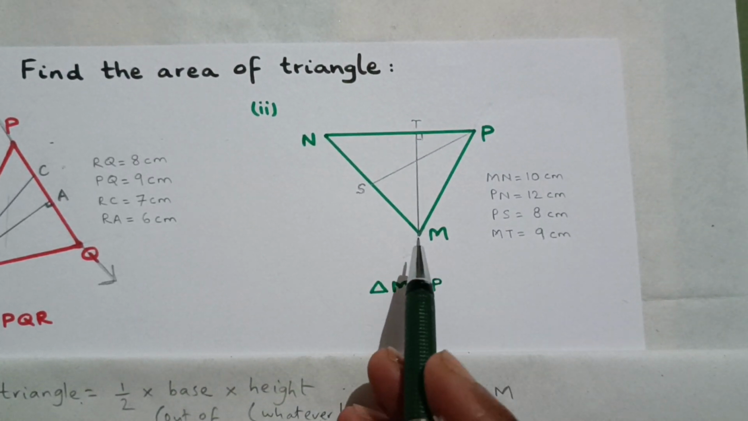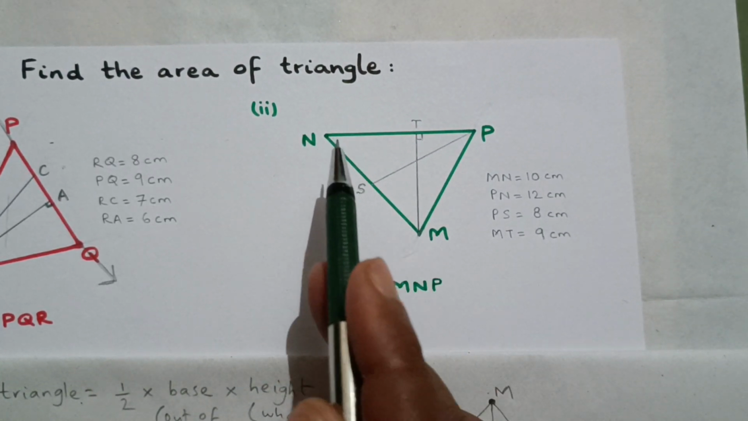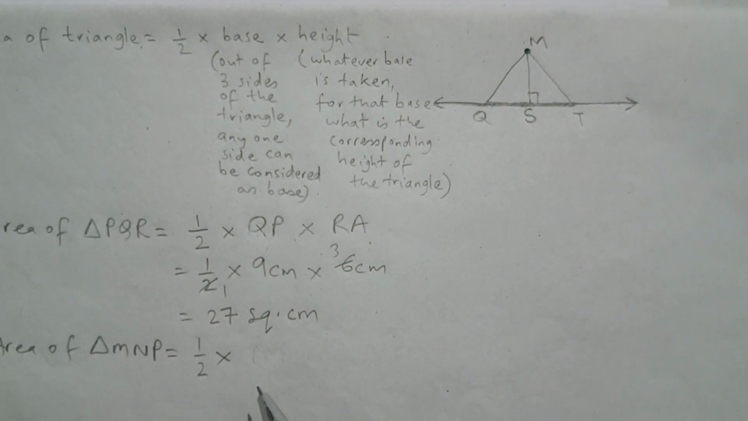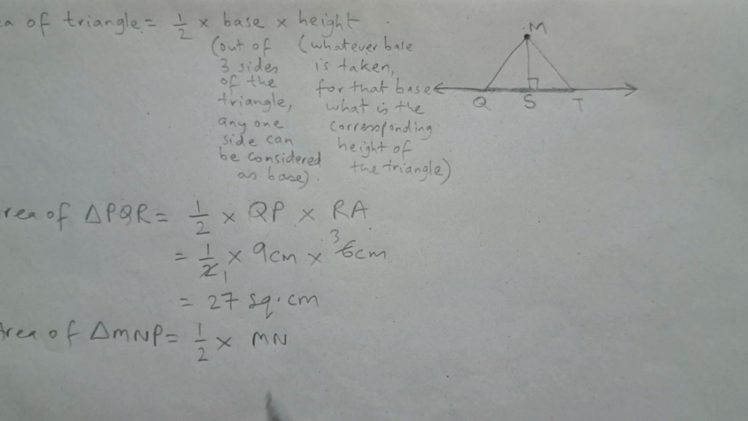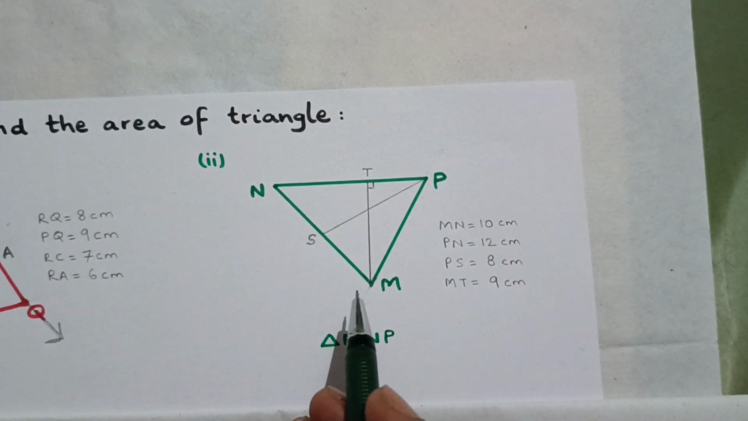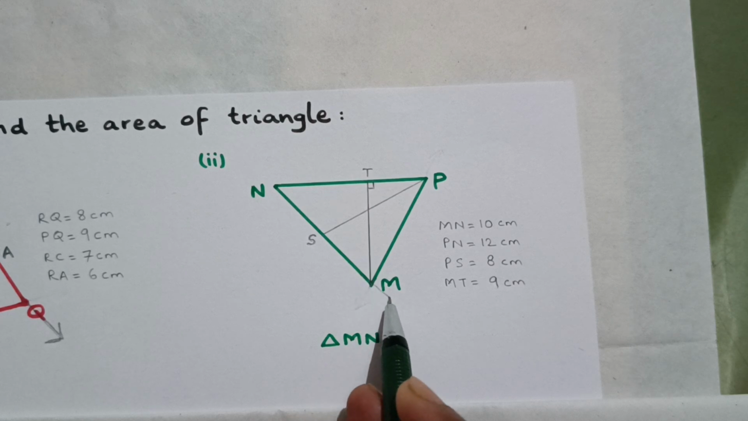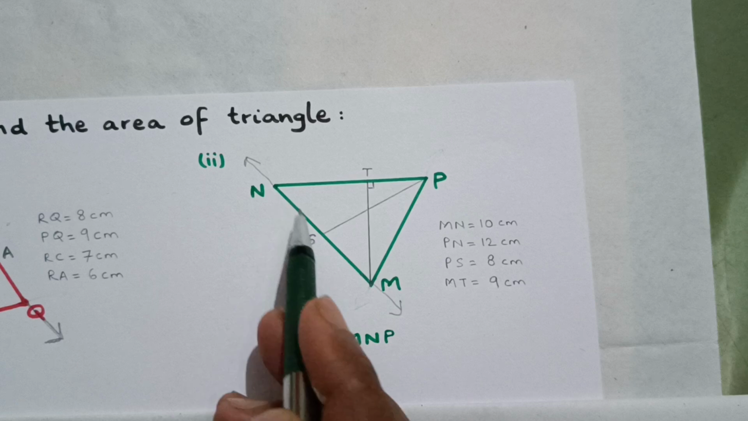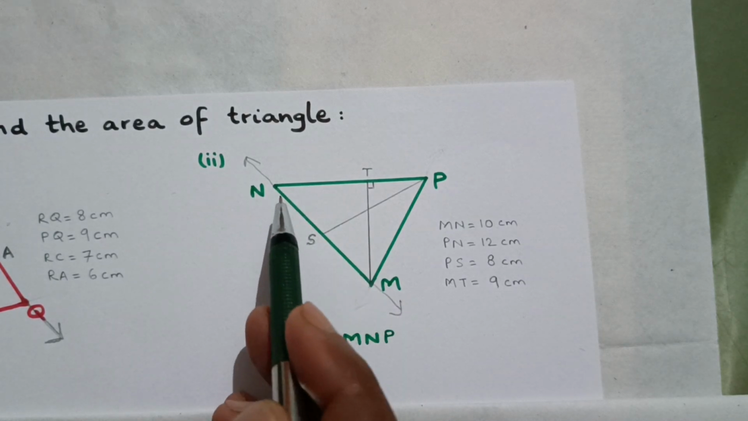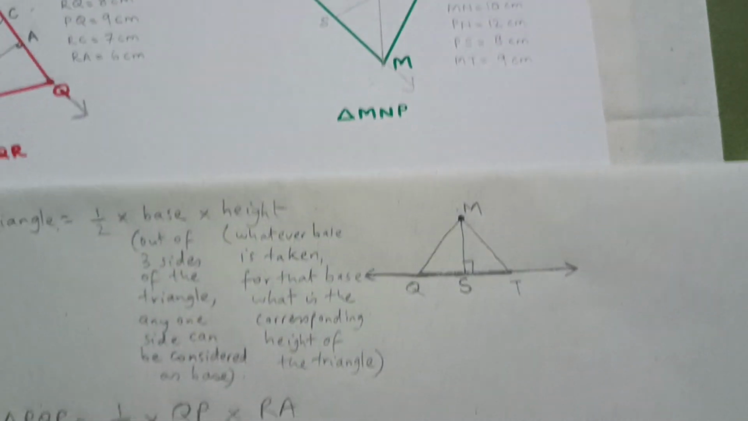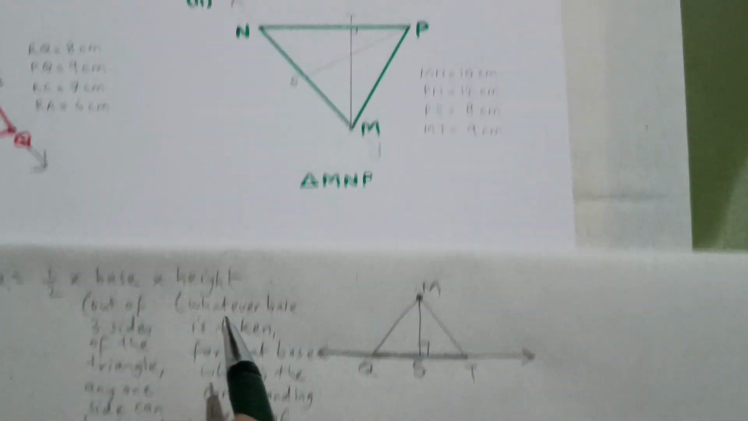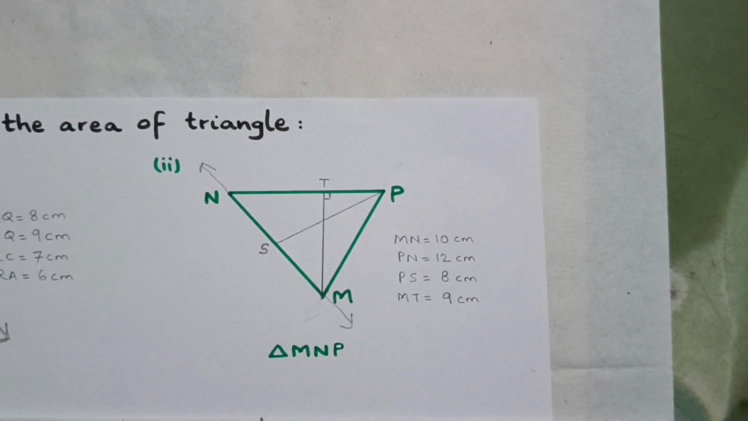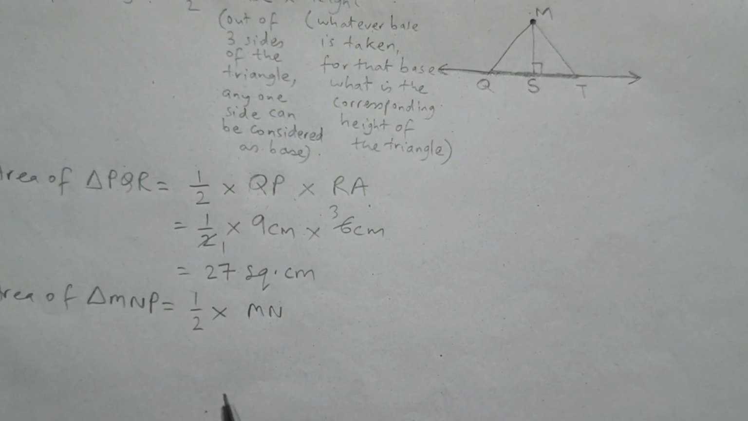So after PM, now let us look at MN, side MN. So I can take side MN as the base. So my base is MN, side MN. So let me extend the line. So this line I will extend in both the directions. So on this line, side MN sits. Now is the measure of MN given to us? Yes, MN is 10 centimeter. The measure of side MN is given to us. So I can take MN as the base.